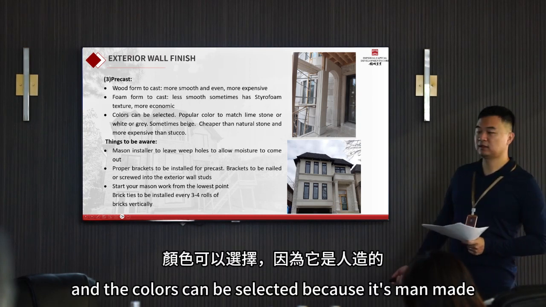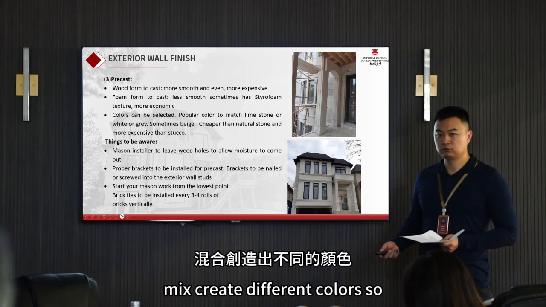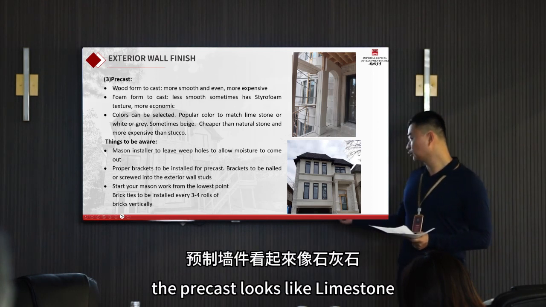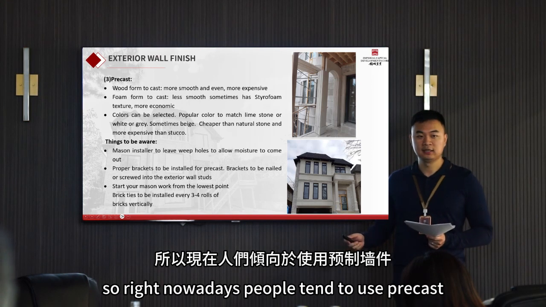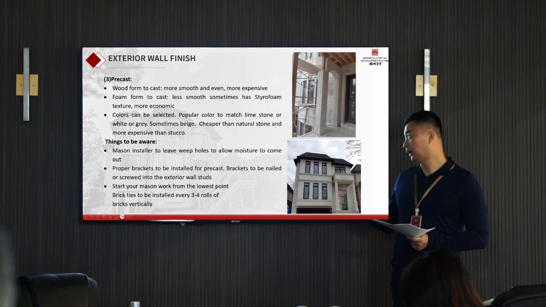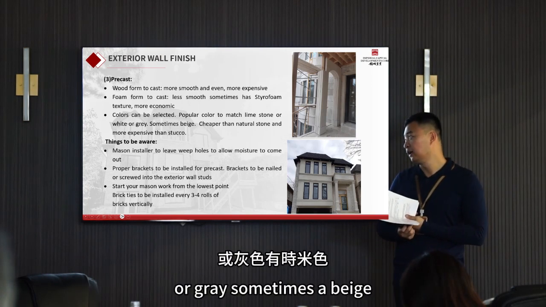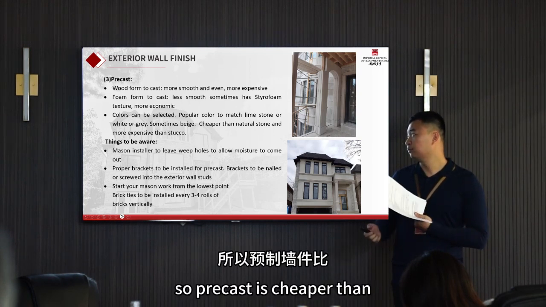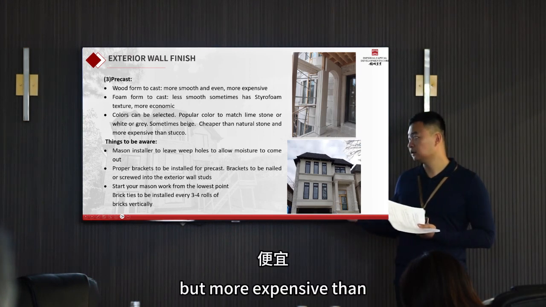And the colors can be selected because it's man-made. They can add different powders into the mix to create different colors. So the precast looks like limestone. Nowadays, people tend to use precast to try to match the color of limestone. So limestone color is very popular, either white or gray, sometimes beige. So precast is cheaper than natural stone, but more expensive than stucco.